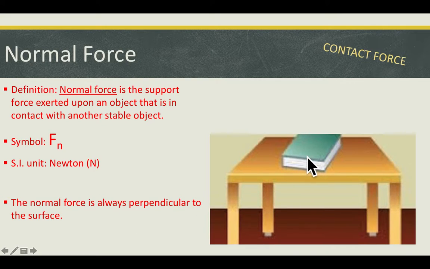So if we consider this book as the object, then the table is exerting a normal force on the book. And so the table exists as the stable object that produces the normal force that supports the weight of the book. The normal force in this case would be shown by the vector that's just popped up. And the normal force is directed straight upward and perpendicular to the surface of the table.